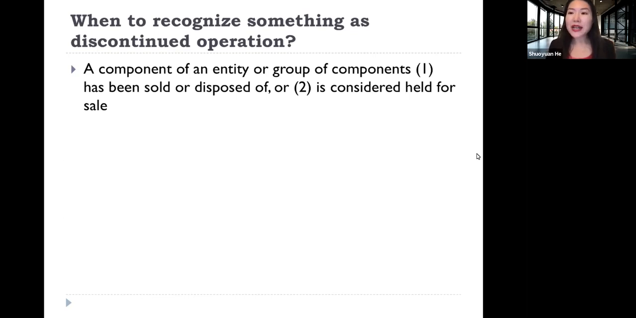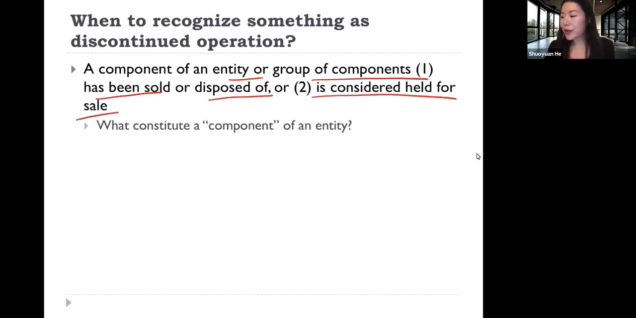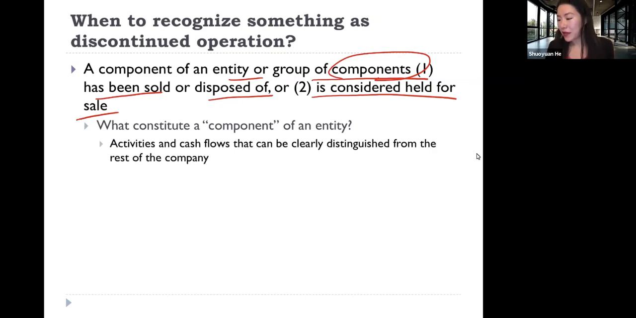To be recognized as a discontinued operation, some criteria need to be met. A component of an entity or group of components has been sold or disposed of, or is considered held for sale. So what do we mean by components? What constitutes a component of an entity? It should be activities and cash flows that can be clearly distinguished from the rest of the company. You need to be able to separate those activities and cash flows.